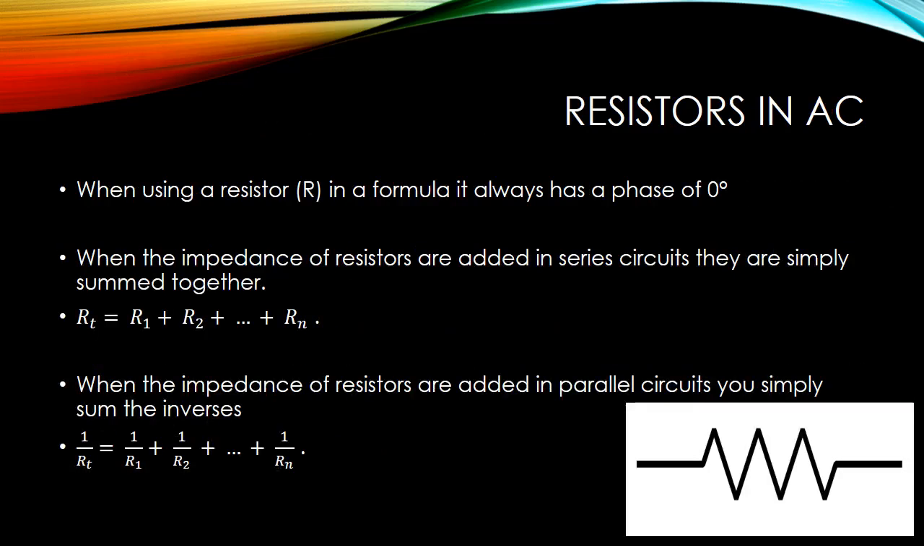When using a resistor in a formula, it always has a phase of 0 degrees. When the impedance of resistors are added in series circuits, they are simply summed together. When the impedance of resistors are added in parallel circuits, you simply sum the inverses.